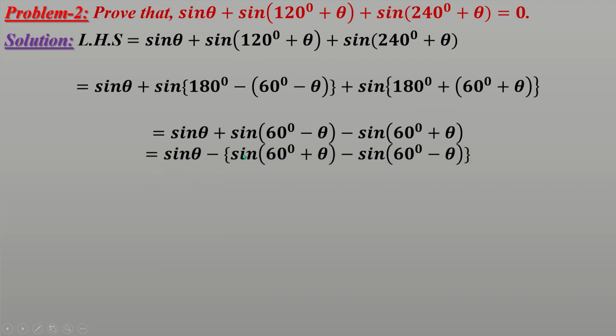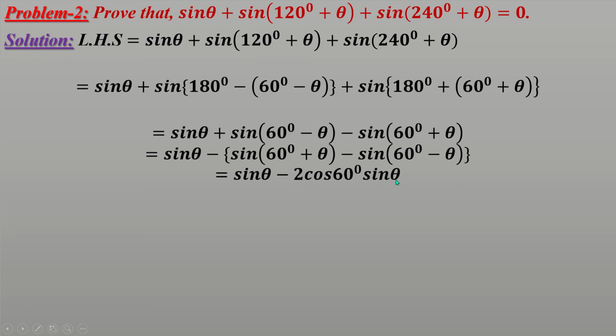Clear? It's fixed. Here at first we have to take this first, and taking minus is common. Here will be minus sine of 60 degree minus theta, and this part here. Now this makes a formula: sine a plus b minus sine a minus b. This equal to 2 sine a cos b. That means 2 sine 60 degree cos theta.